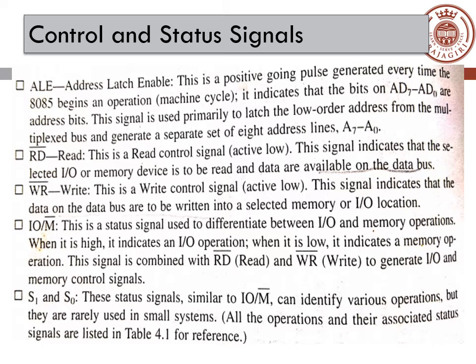Coming to the next status signal, IO bar M bar, it differentiates whether the processor is performing an IO operation or a memory operation. If that signal value is high, a 1, you are going to perform an IO operation. If it is a low value, it indicates that you are going to perform a memory operation. Using the combination of these signals and the other status signals, we determine whether it is an IO operation or a memory operation. You also have two more status signals, S1 and S0. We'll see in which combinations they are used.